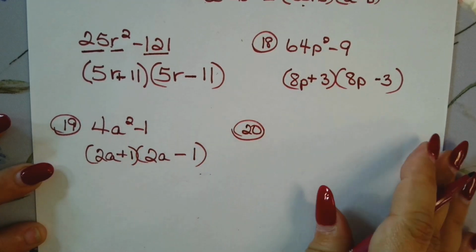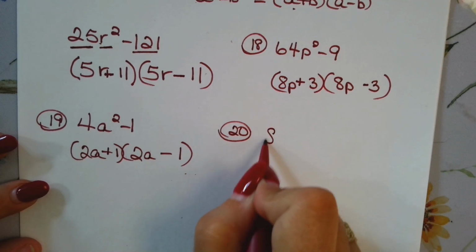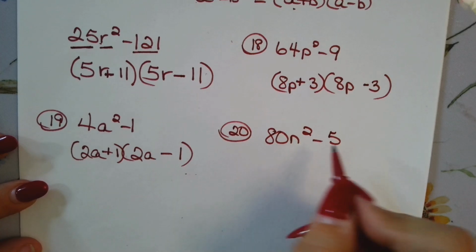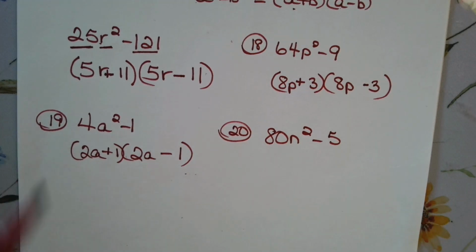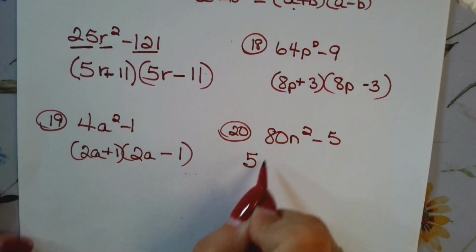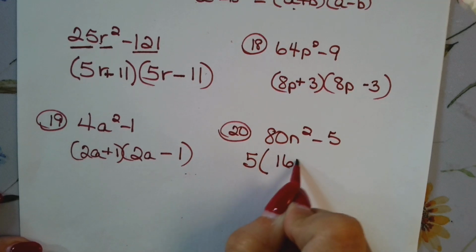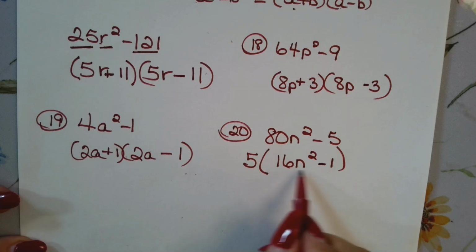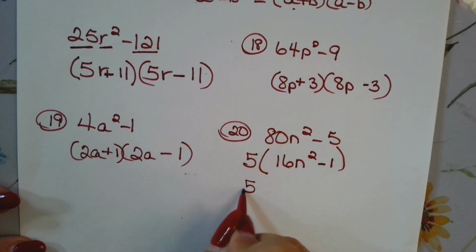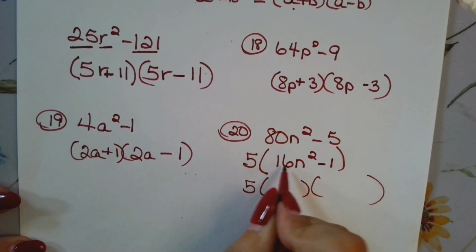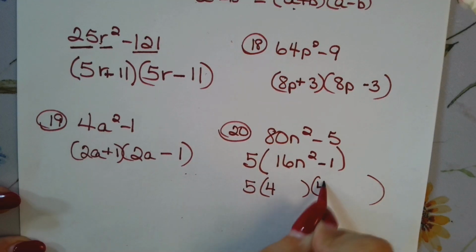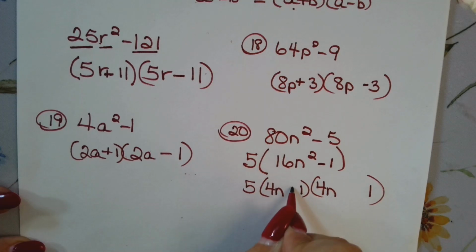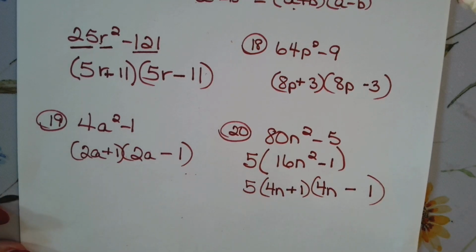And last but not least, number 20, we have 80n squared minus 5. Here we do have a greatest common factor, and that is 5. So I'm going to pull out a 5. I'm going to be left with 16n squared minus 1. This is the difference of perfect squares. The square root of 16 is 4. Square root of n squared is n. Square root of 1 is 1. One is plus, and one is minus.